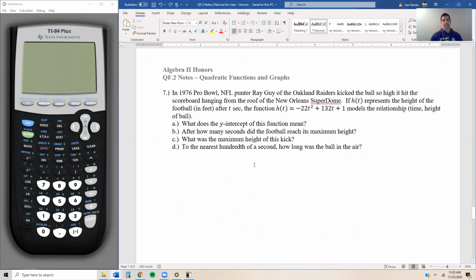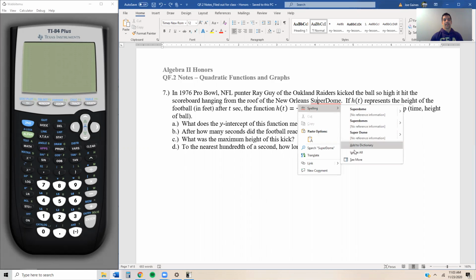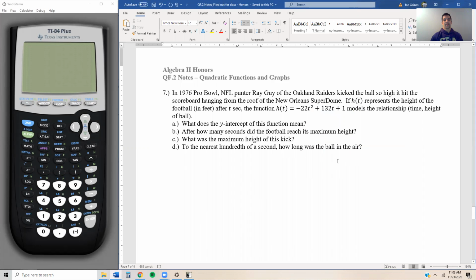In problem number 7, it says, in 1976, Pro Bowl NFL punter Ray Guy of the Oakland Raiders kicked the ball so high it hit the scoreboard hanging from the roof of the New Orleans Superdome. If h of t represents the height of the football in feet after t seconds, the function h of t, which it gives us there, models the relationship of time to height of the ball. So we have the scenario: Ray Guy kicked the ball, it hit the scoreboard. This h of t represents the time as the x-coordinate, or t, in relation to the height, how high the ball is after that amount of time.